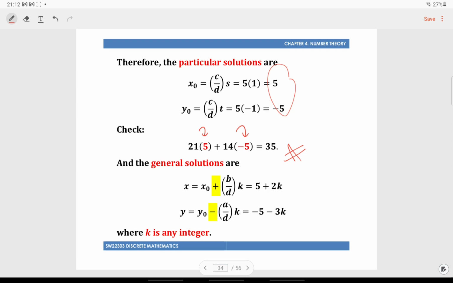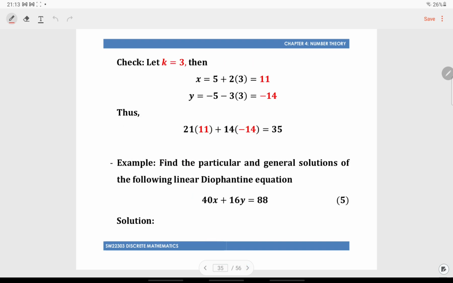Finished with the particular solutions, we move to the general solutions. For the general solution, we're looking for the x and y. We substitute all the values and just keep k. So we have x equal to 5 plus 2k and y equal to -5 minus 3k. And don't forget to mention that k is any integer. You can also write k is an integer, no problem. As long as you mention the k, because the k is there, you need to define it. So k can be any integer.